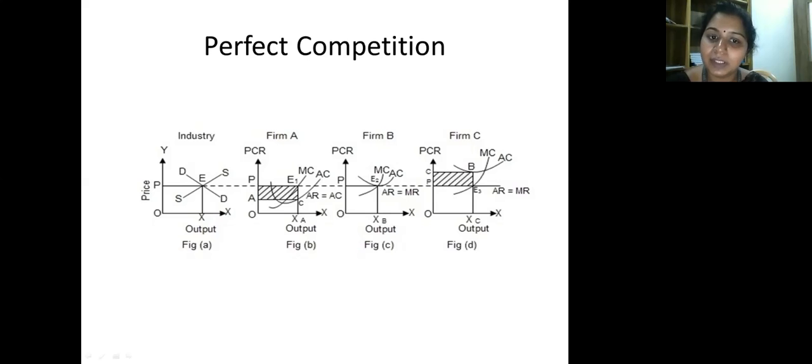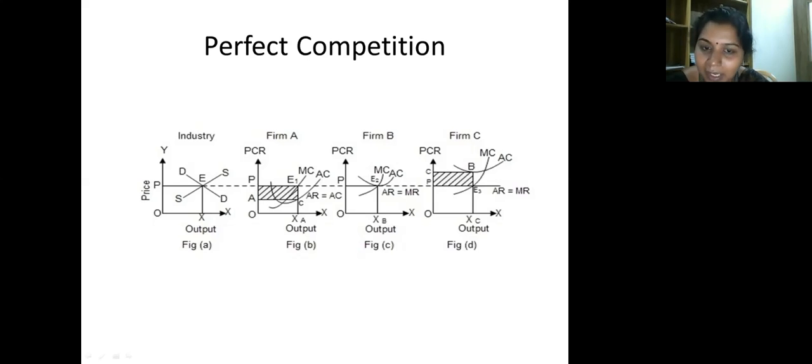Here at E1, the MC curve is intersecting the MR curve, so the condition MC equal to MR is fulfilled. Second, the MC curve is intersecting the MR curve from below. So it satisfies both conditions. This is the equilibrium point, this is the price, and this much output only we are going to produce. After fixing the price and output, the point now is whether it is a profit or loss for the firm. For that you have to check the AC and AR curves.